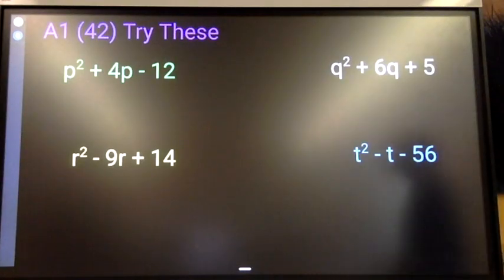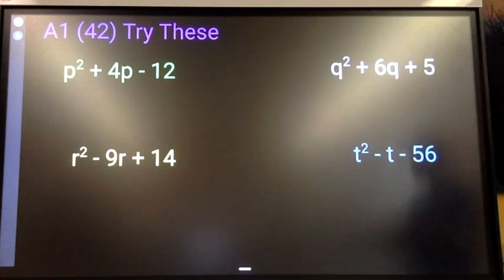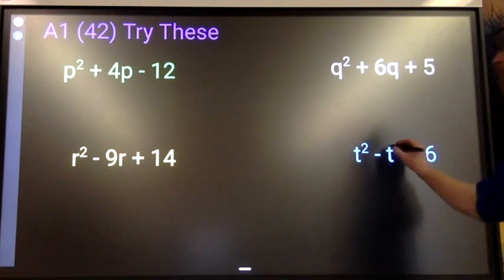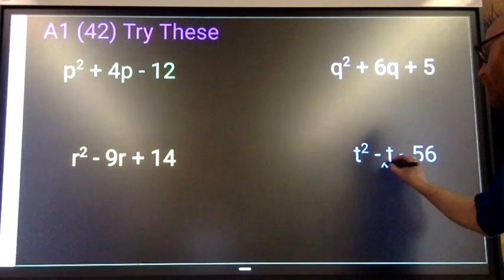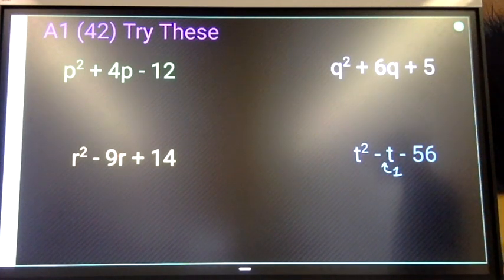Again, hit pause, see if you can do these. Eventually I'll put the answers up. You either get it or you don't. If you really don't get it, obviously come into class and ask. Ask for some more examples. Remember, there's an understood 1 in front of that T. Okay?